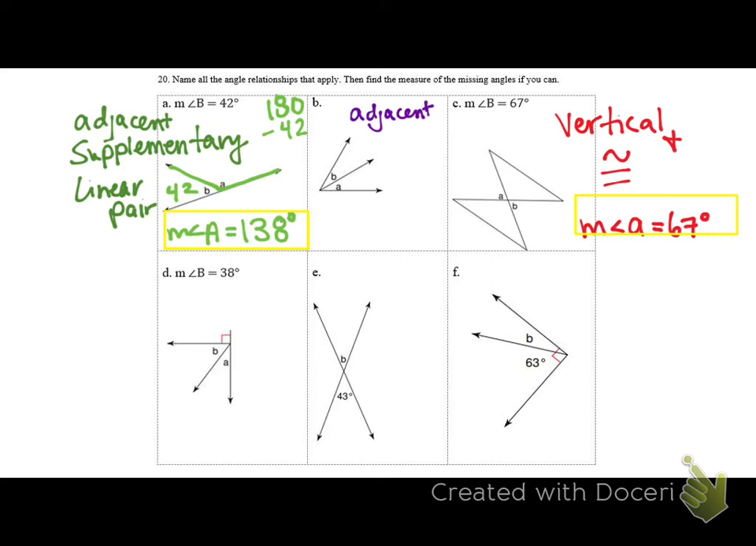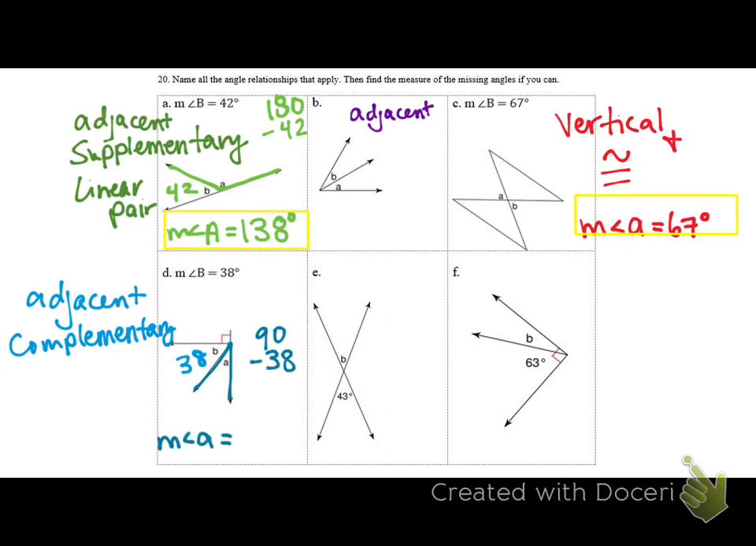All right, letter D, what relationship do they have? Adjacent and complementary, which means they add up to 90 degrees. So if angle B is 38, to find angle A, correct. So the measure of angle A, 52.